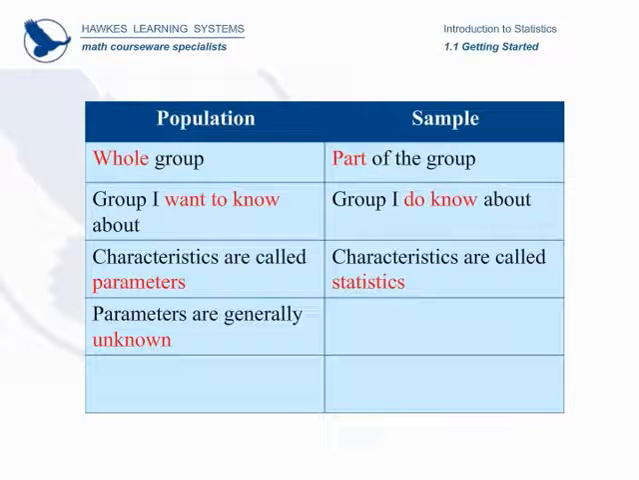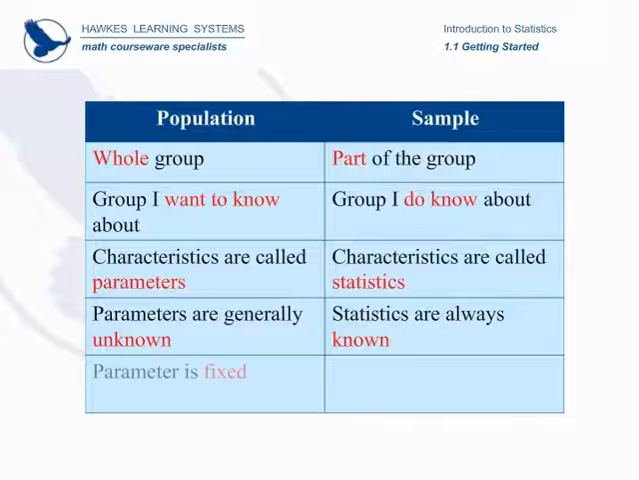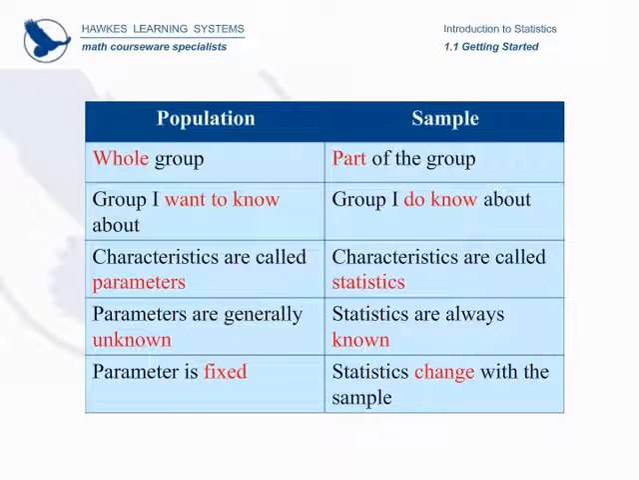Parameters are generally unknown in a population. Statistics are always known in a sample. In a population, the parameters are fixed. In a sample, statistics change with the sample.